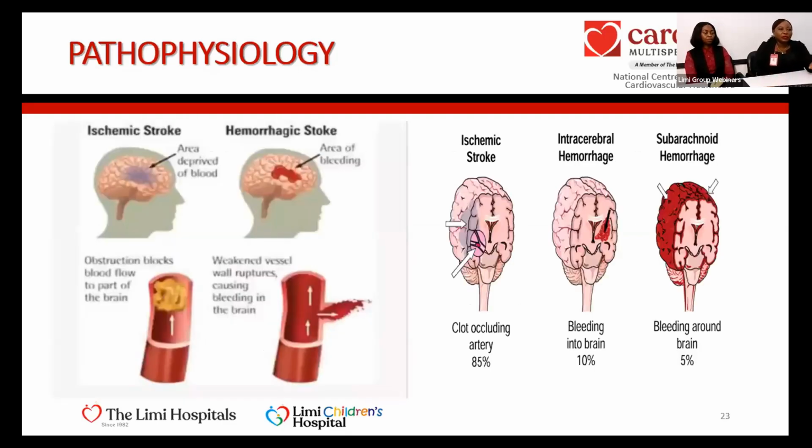So this is a schematic diagram just trying to show us what was said in pathophysiology. You're either dealing with an ischemic stroke or hemorrhagic. Ischemic, there's blockage, clots, blocking blood flow to a particular section of the brain, and it's obstructing blood flow. While for hemorrhagic, there's a bleed. And for hemorrhagic, it's either intracerebral or subarachnoid.